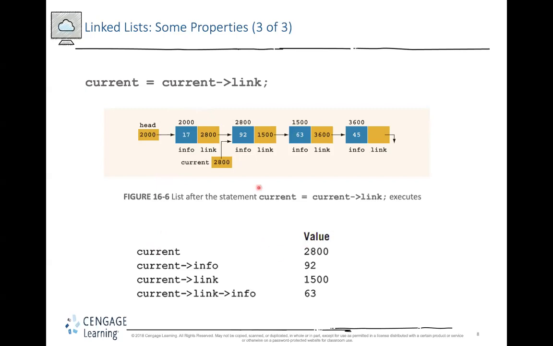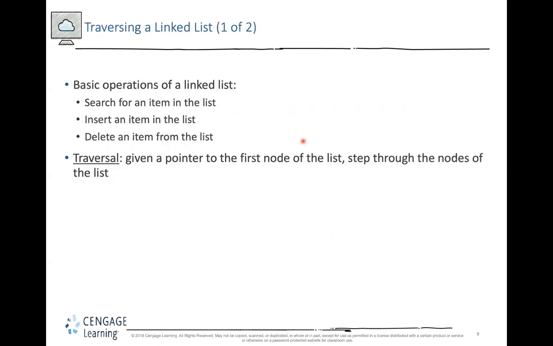So once we have here, the value of the current pointer is 2800, and info 92, and the link is 1500. Link arrow info. That means what? Looking at this node now, the next one. So the value of that is 63. So what we just looked at is actually using a pointer to traverse the list from one node to the next.